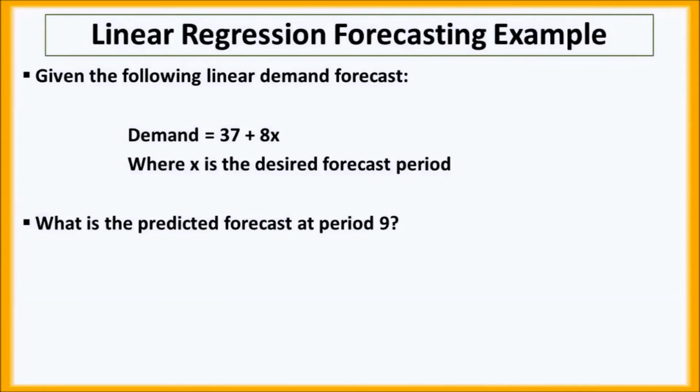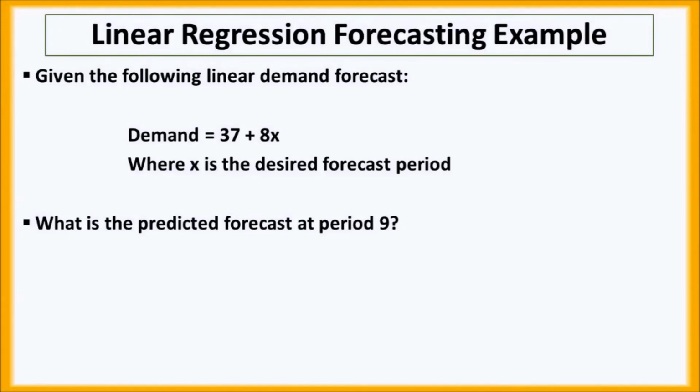So here, demand equals 37 plus 8x. X is the desired forecast period. Now, one question that might be asked on the exam would be, how much is the demand expected to grow every year? And so in this case, the amount that the demand is expected to grow is by 8. So the number there, the slope number in front of the x value, is how much is expected to grow.